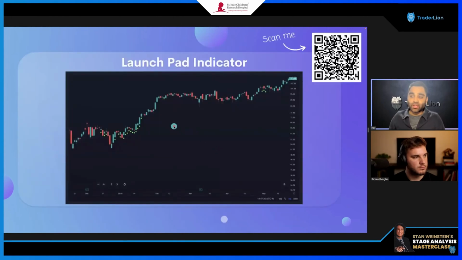Now, everybody wants an indicator, right? Because they don't want to see it on the charts. They just want something to do it for them. So if you scan this particular QR code, it will take you to our TradingView page.